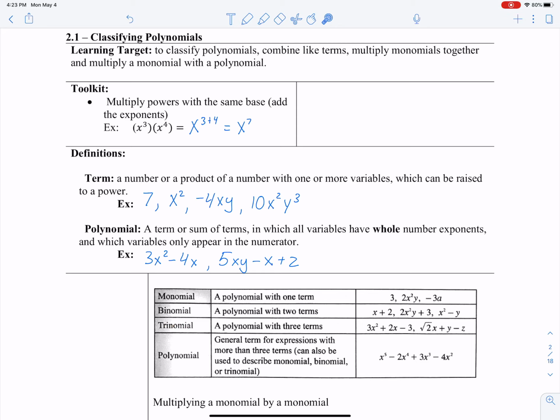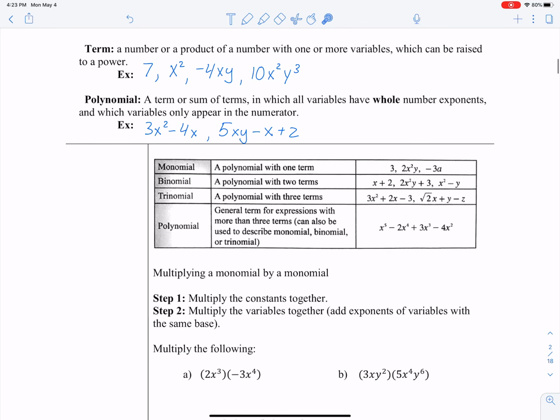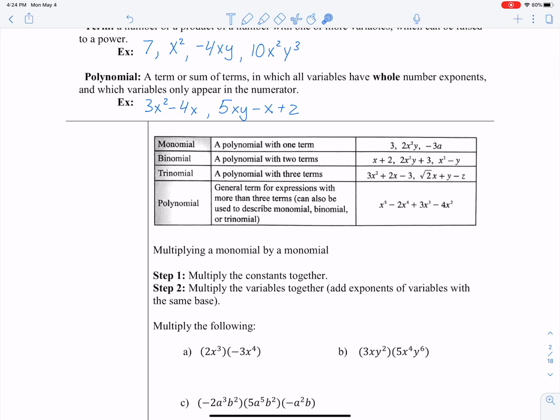Trinomial is three terms. So here, this one here is a trinomial. We have one term, two terms, three terms. This one here is a trinomial. We have one term, two terms, three terms. And polynomial is the general expression. It can be monomial, binomial, trinomial, or continue. 4 terms, 5 terms, 6 terms, whatever. This one has 1, 2, 3, 4 terms, this polynomial. So that's just some terminology.